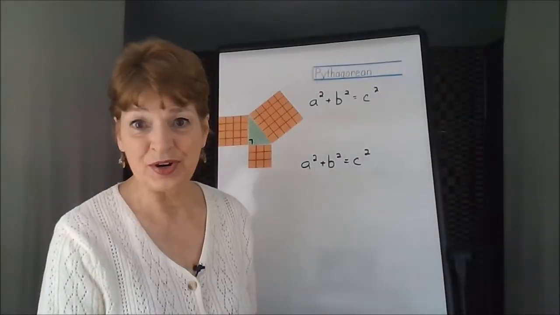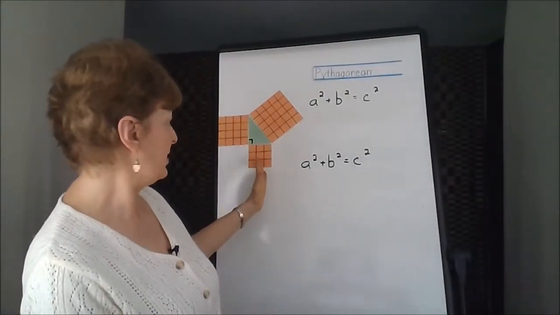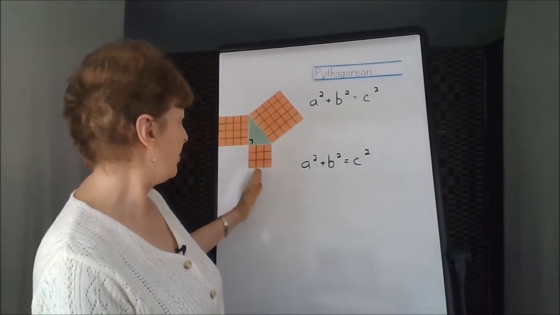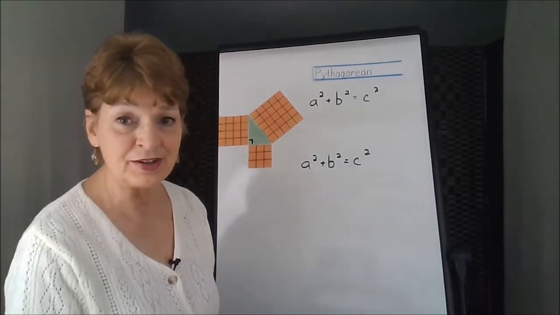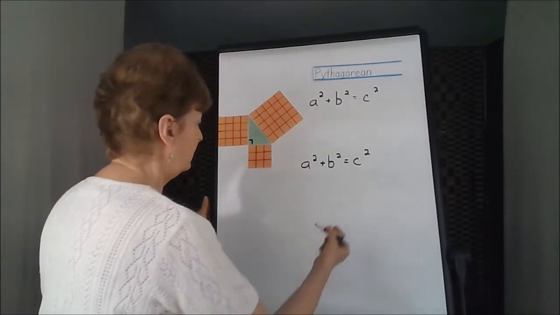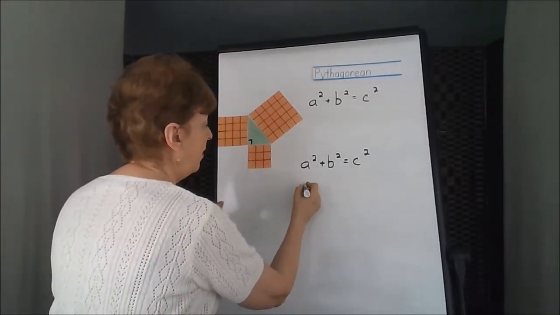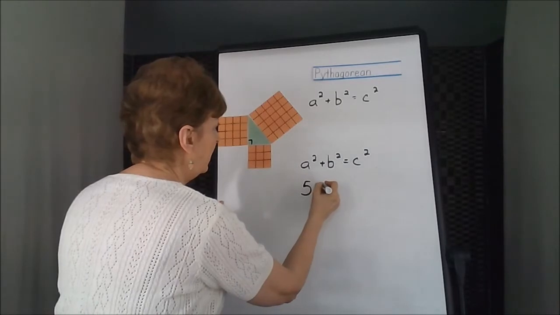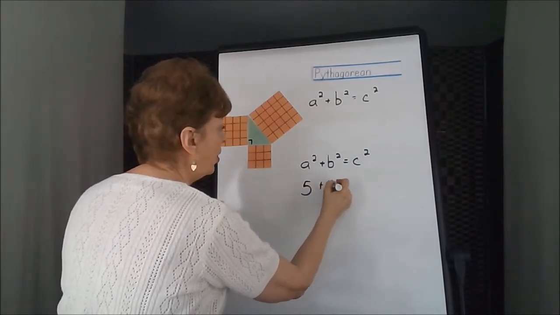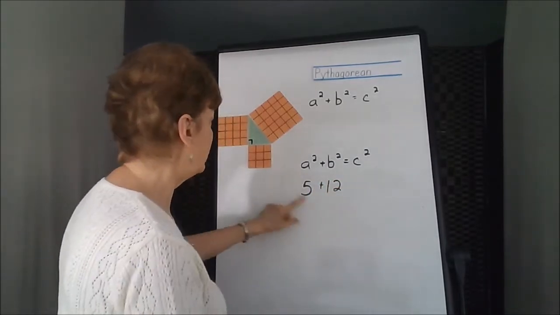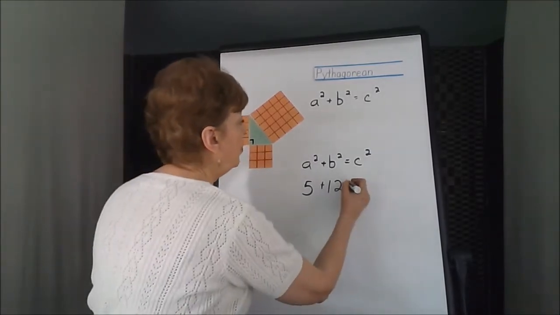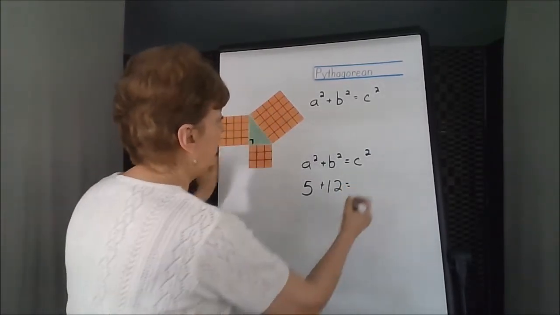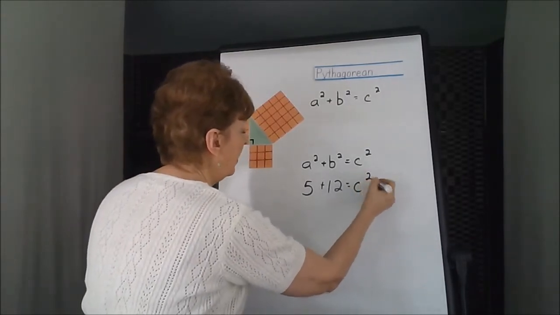It was easy to show you the Pythagorean theorem with a triangle this small, 3, 4, and 5. Let's see if we can do one with larger numbers. What if we had 5 and 12? What if those sides measured 5 and 12? What would the number of squares be in the hypotenuse of that triangle?